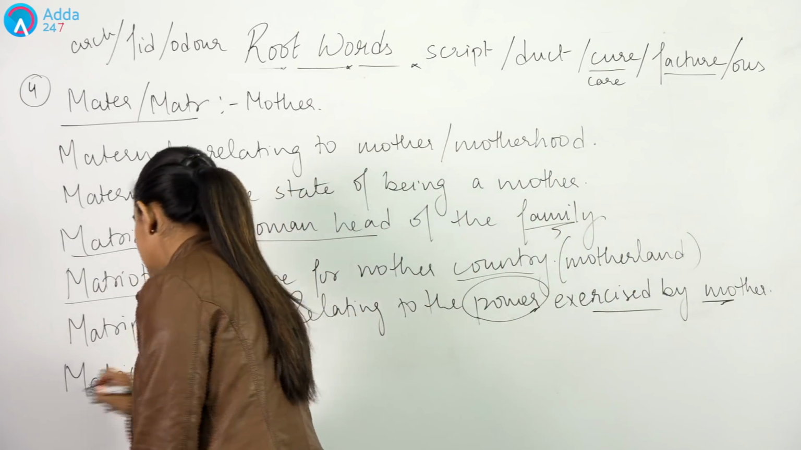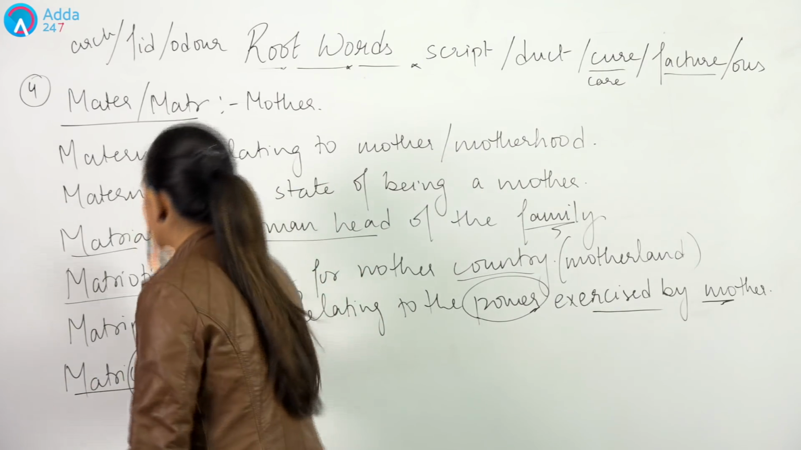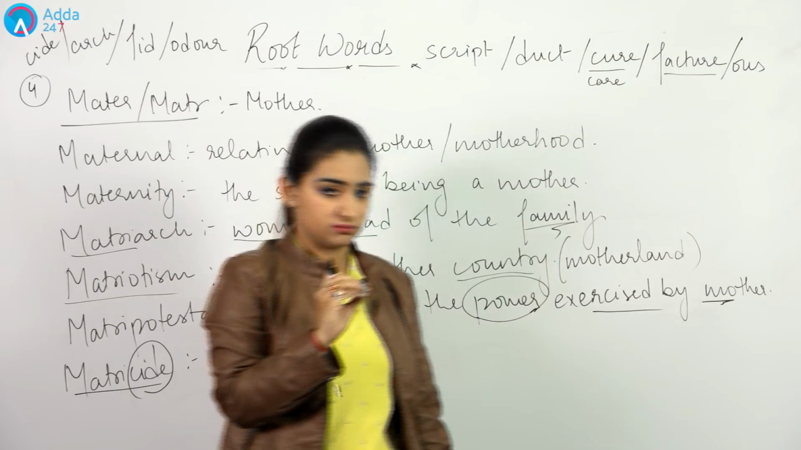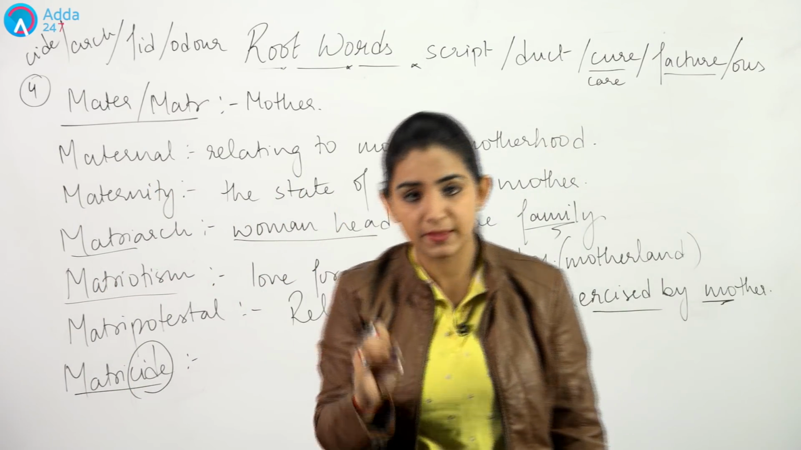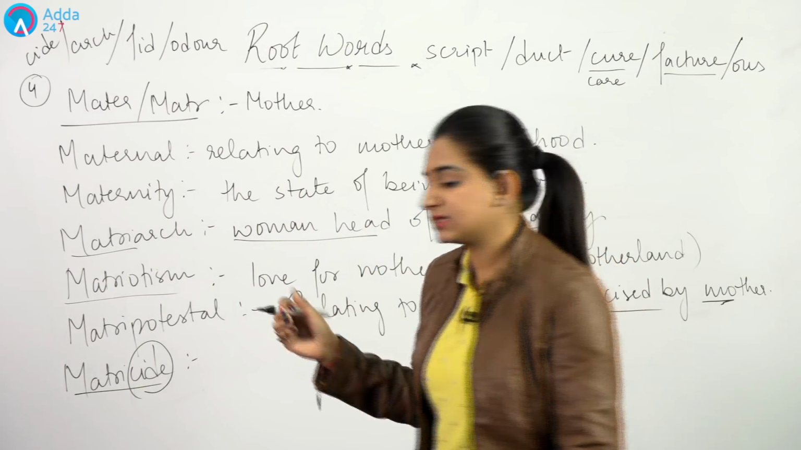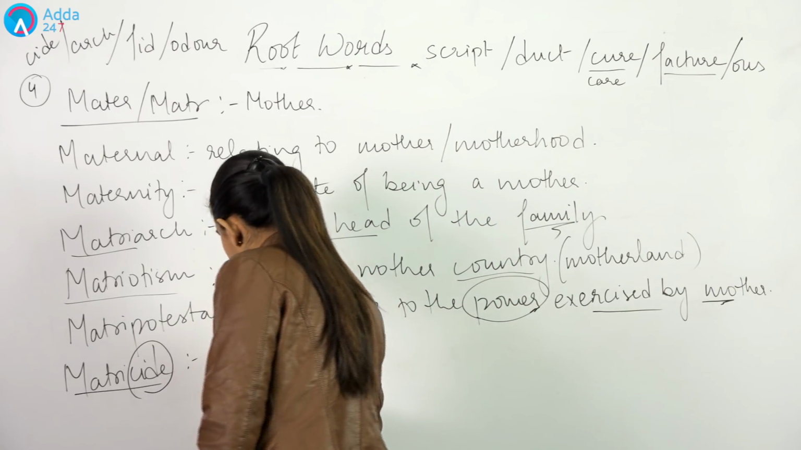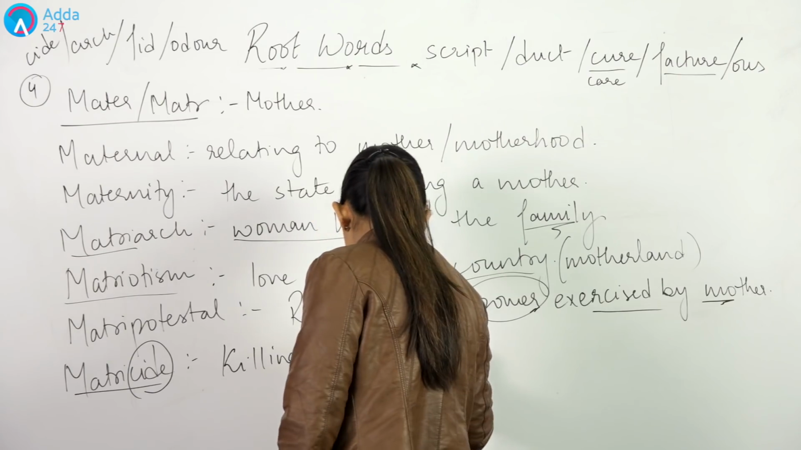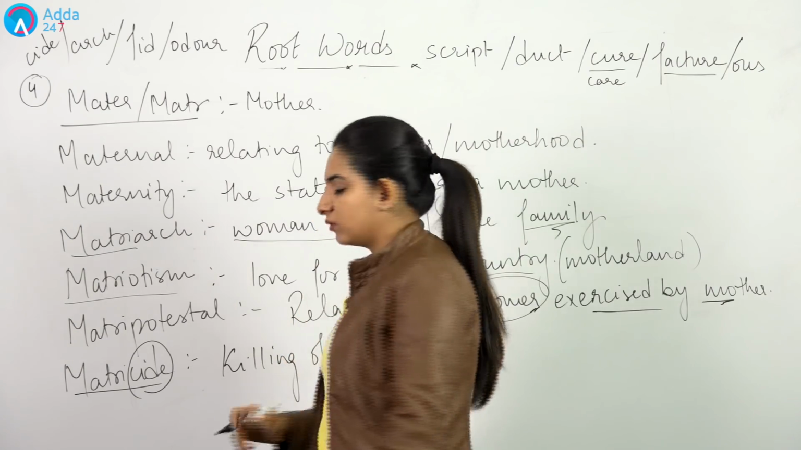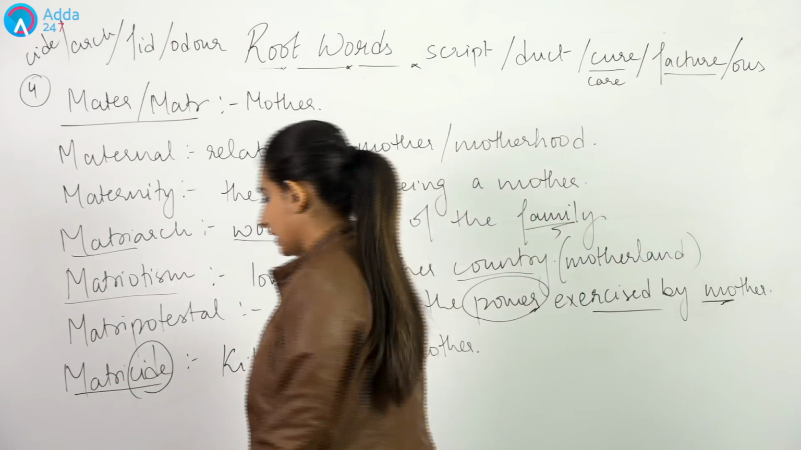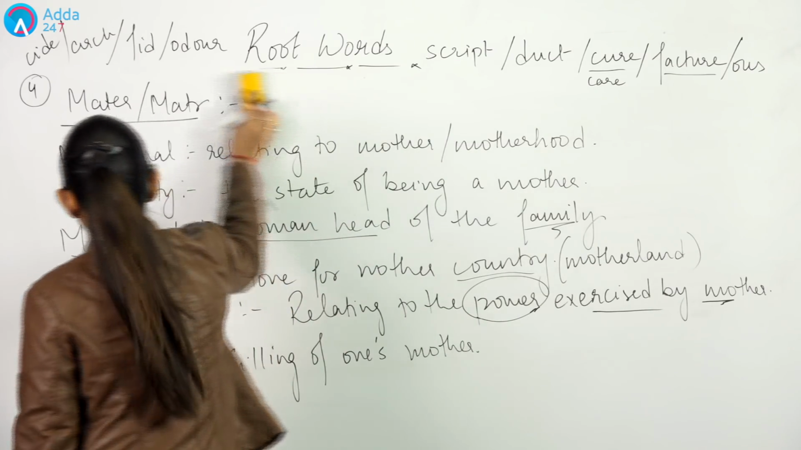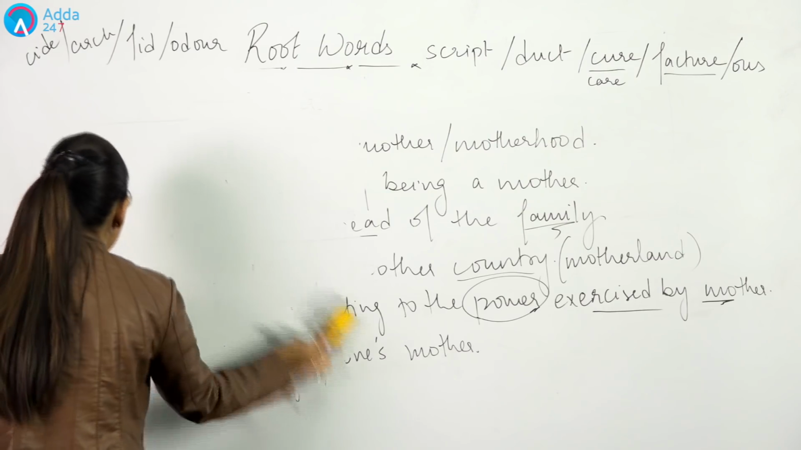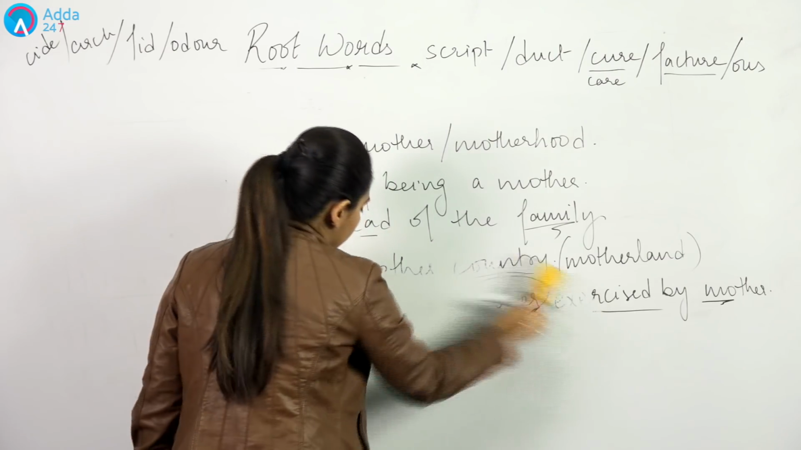Now, the next word is matricide. When we talk about the word side, side means what? This talks about killing, right? And matri means mother. When I say matricide, this means killing of one's mother. I don't know how people can do that, but that is a word, because people must have done this. So again, mat or matri is a word that defines mother.